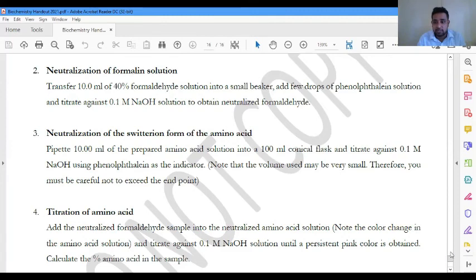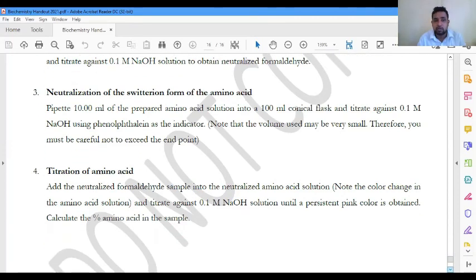As the second titration, or the third step of this experiment, you have to neutralize the zwitterion form of the amino acid. What is meant by zwitterion form? I know that you have learned that in your theory class. What is meant by the zwitterion form of the amino acid, and why do we call an amino acid a zwitterion? Actually, amino acids naturally exist in the form of zwitterions. What is meant by zwitterion?